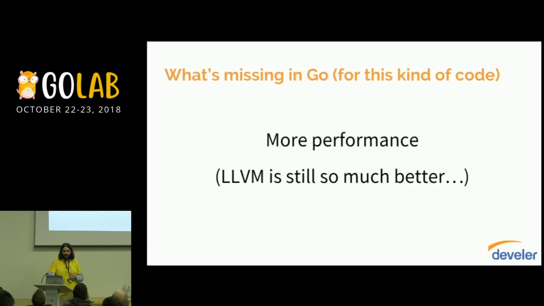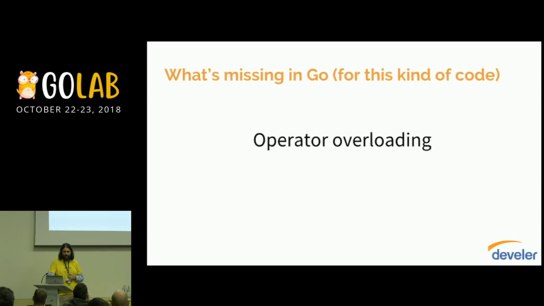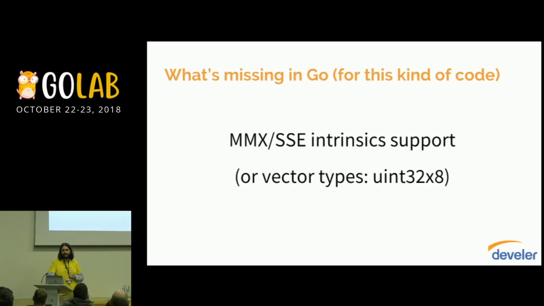Missing from Go: more performance from the compiler for sure. LLVM is still better for sure. Operator overloading and macros, I discussed already. And also some SSE intrinsic support would be great, because in emulators and graphics programming in general, maybe you could compute 4 pixels at a time with intrinsics. With SSE, you cannot do that in Go.